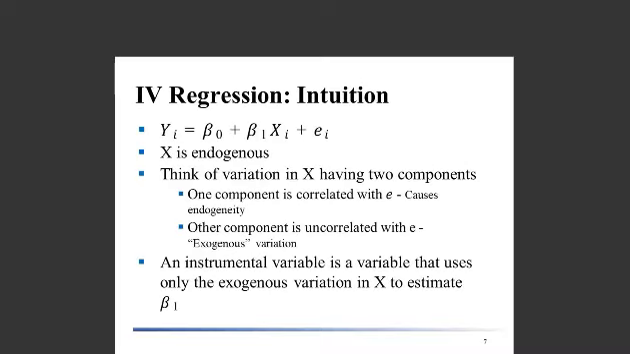So I'll give you a little bit of intuition of the IV regression. Recall our linear model; we're going to assume that the X is endogenous. And what we want to do is think of the variation in X as having two components. One component is correlated with the error term, which is what causes endogeneity and it's problematic. The other component of the variation in X is uncorrelated with the error term, or is the exogenous variation. An instrumental variable is a variable that uses only the exogenous variation in X to estimate beta 1.